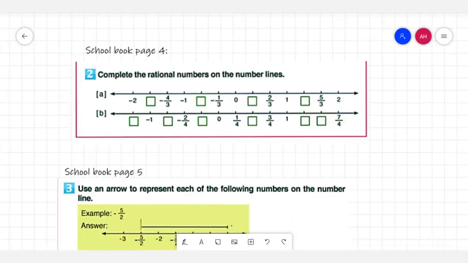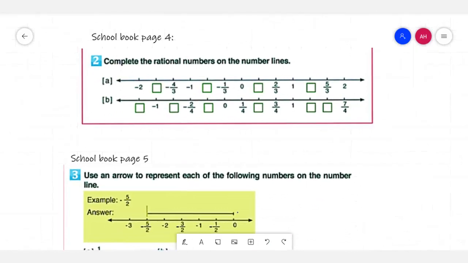Let's go now to school book, page 4, question number 2. Write today's date beside question number 2.